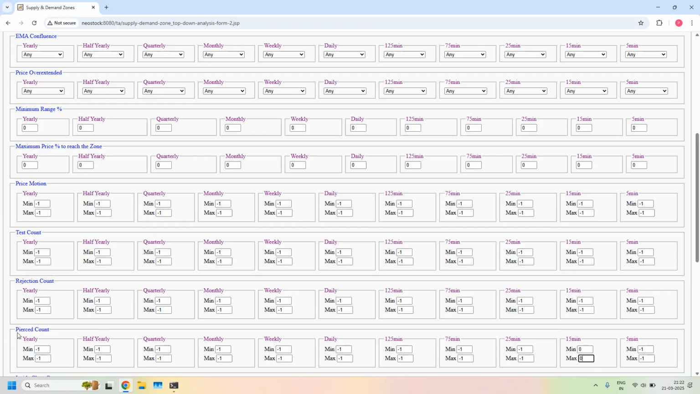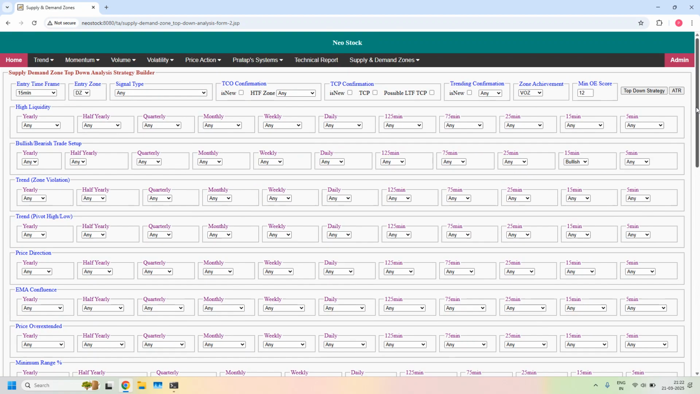Now all the 3 filters, pierced count, minimum odd enhancer, zone achievement, all the three filters are applied to 15 minutes demand zone. We selected bullish only, right? Let me check again. Yeah.